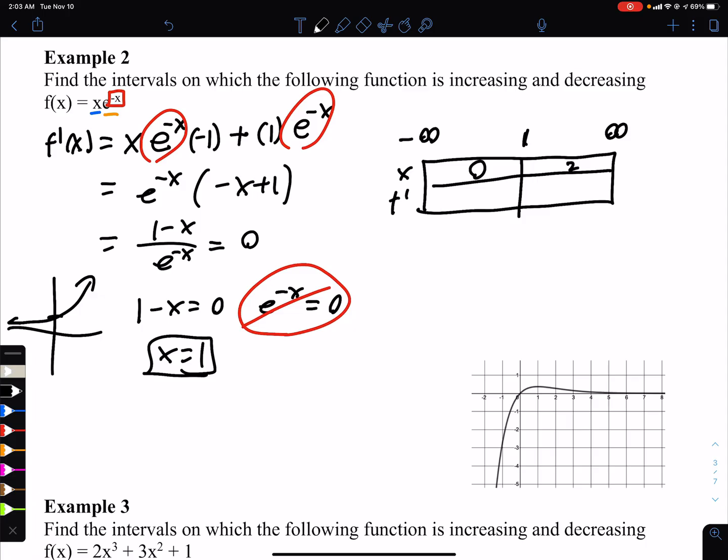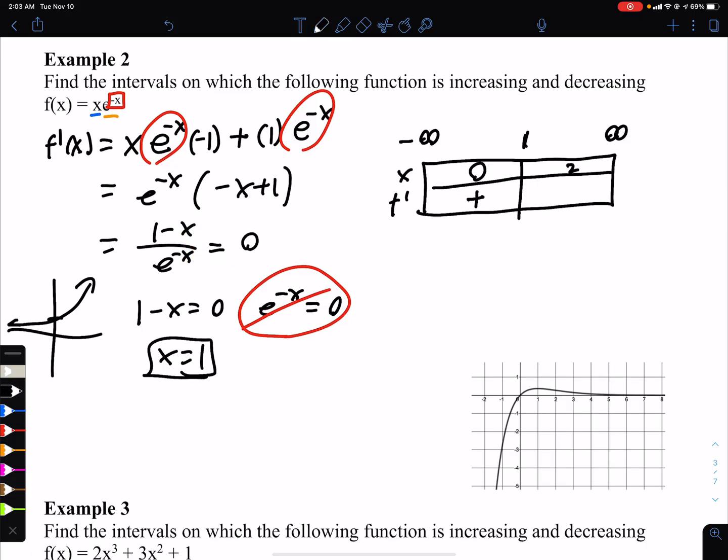Now we're going to find the derivative at that point. If you plug in a 0 here, 1 minus 0 is 1 over e to the 0, which is 1. So that's 1, but I know it's just positive. I plug in a 2.